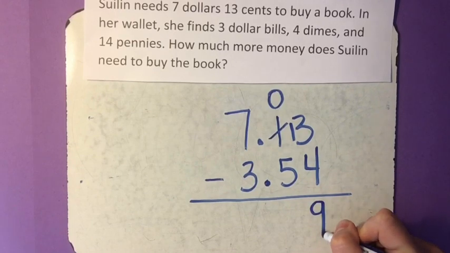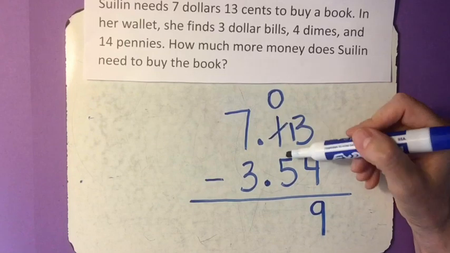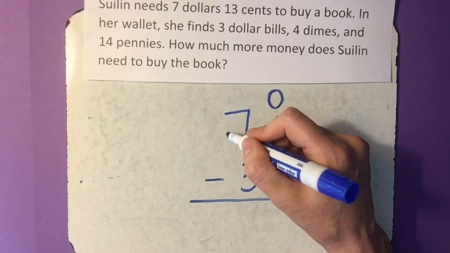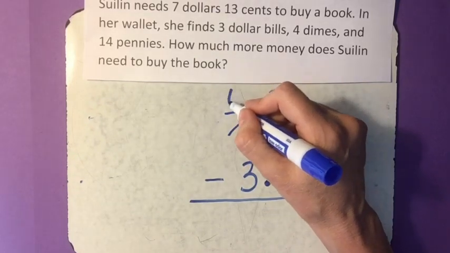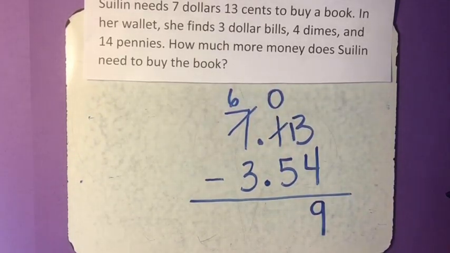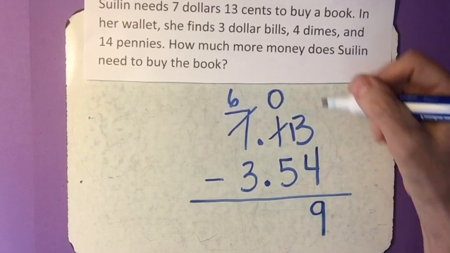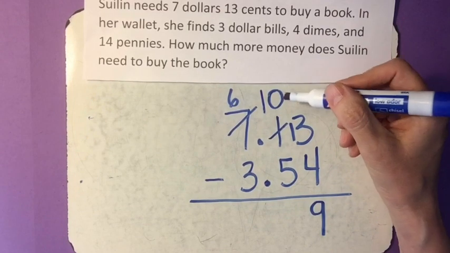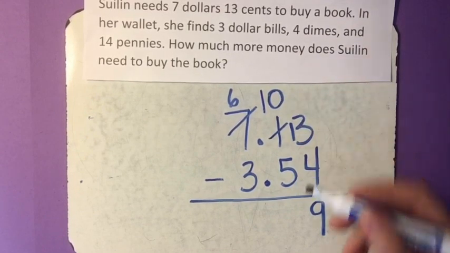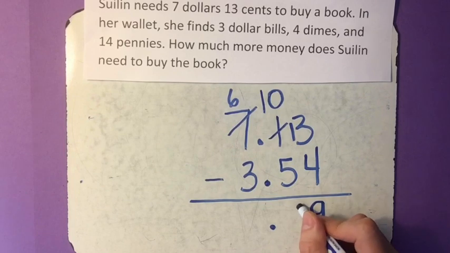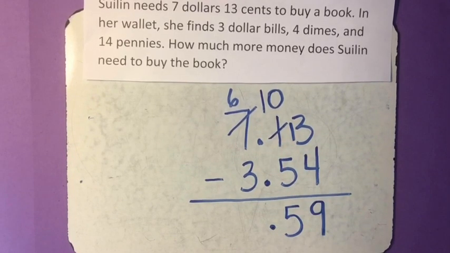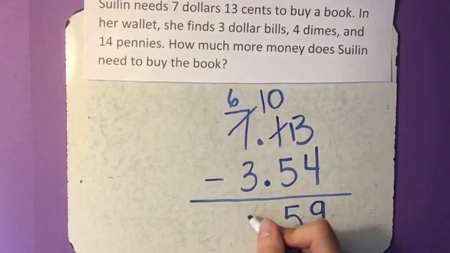You are correct. Okay, here we go again. 0 take away 5. I can't do that, so I'm going to borrow $1 from the $7, and I'm going to take it to the bank and get 10 dimes, right? So 10 dimes equals $1. So now I can say, what is 10 take away 5? And it's 5. And did you notice I put my decimal point right there? So 59 cents.